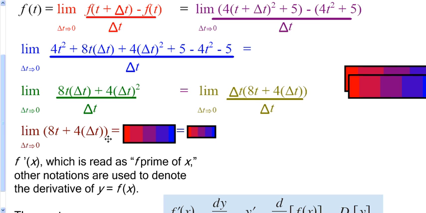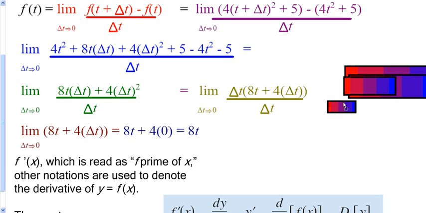Since we no longer have a delta t in the bottom, we can actually go ahead and take our limit as delta t approaches 0. Plug in 0 for delta t. You'll get an 8t plus a 4 times 0, or just an 8t for your derivative.